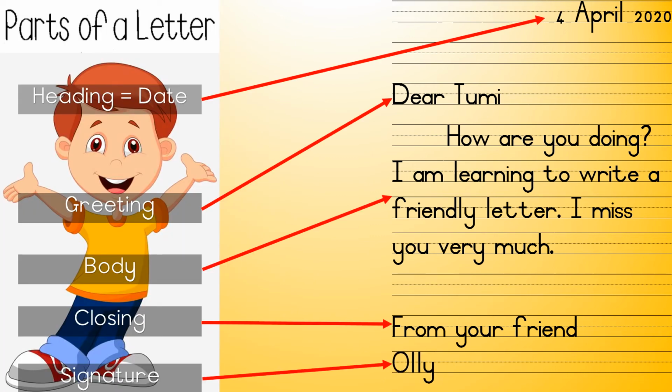Let's take a look at the entire letter. Here we have a little person, and I put the parts on his body because we are going to sing a song. But before we sing the song, let's just look at the points one more time. The heading or the date is written right at the top. Then you have the greeting, dear to me. Then we have the body, how are you doing? I am learning to write a friendly letter. I miss you very much. Then we have the closing, from your friend. And lastly, the signature, your name, Ollie.